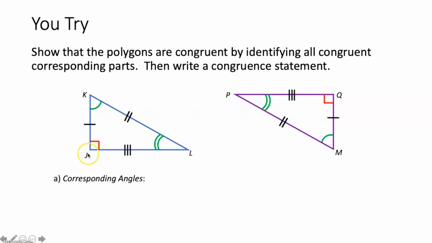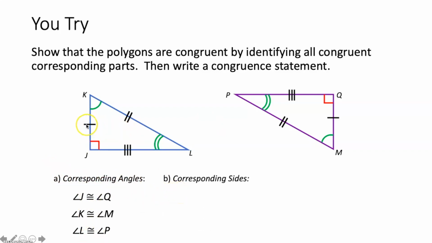So we could say that angle J has to be congruent to angle Q. Over here, angle K has one arc mark, so we know that it must be congruent to angle M, which also has one arc mark. Angle L has two arc marks, therefore we know it must be congruent to angle P, which also has two arc marks. So we've stated all of the corresponding angles that we know are congruent. We can then move on to the corresponding sides.